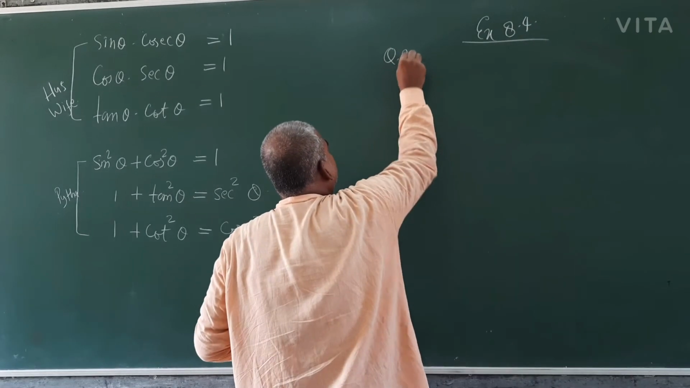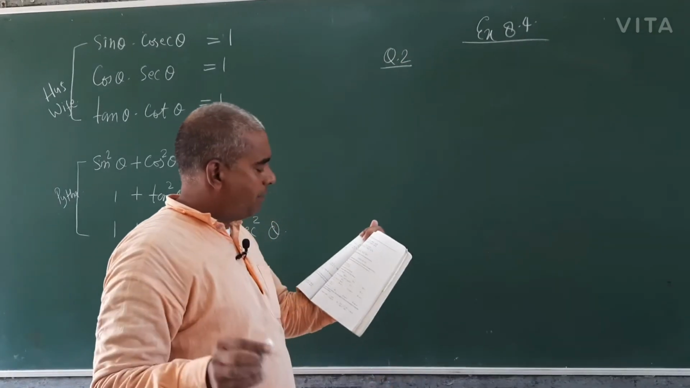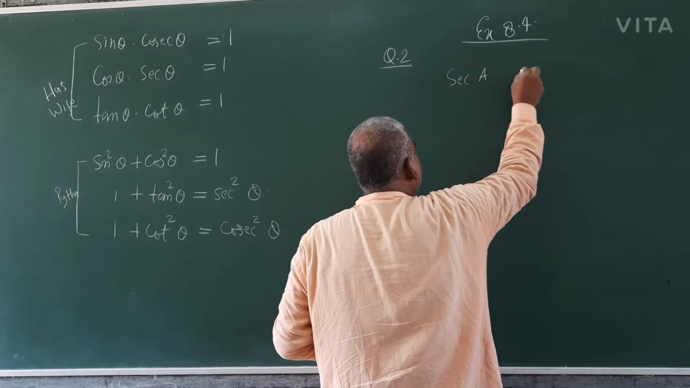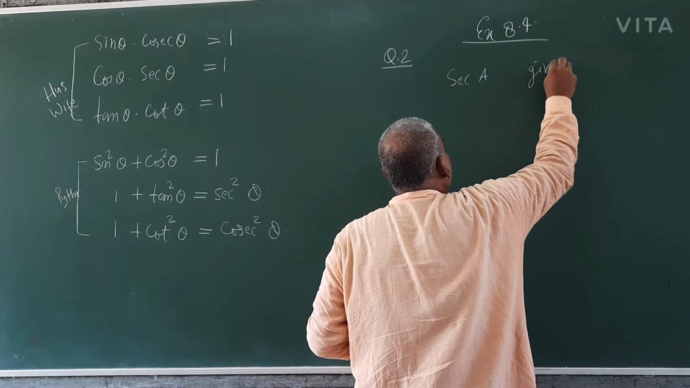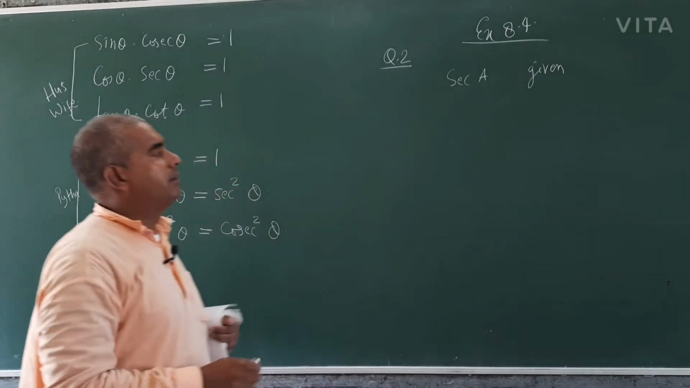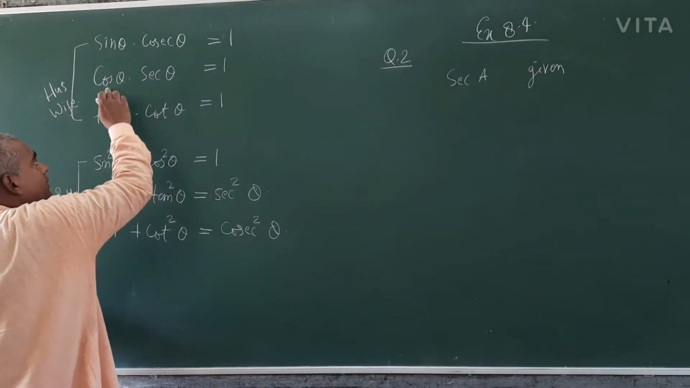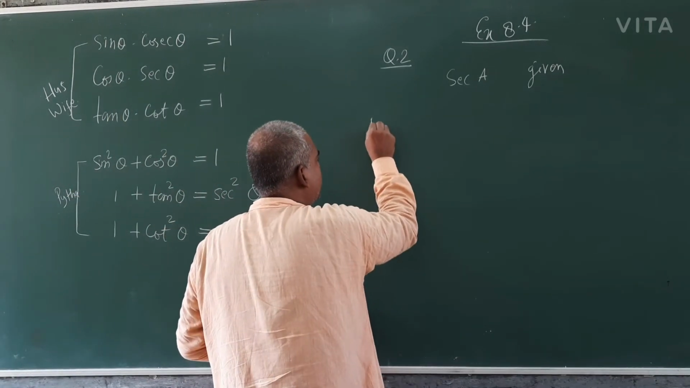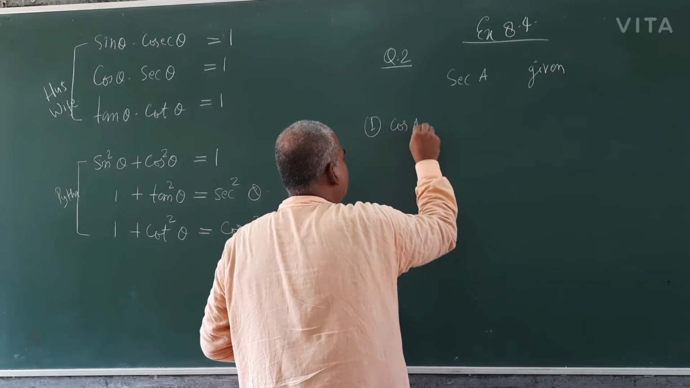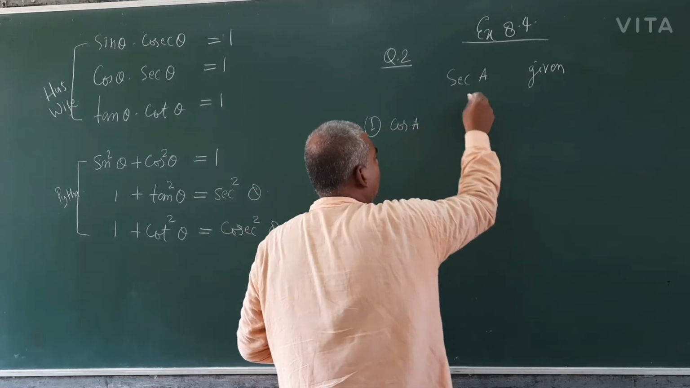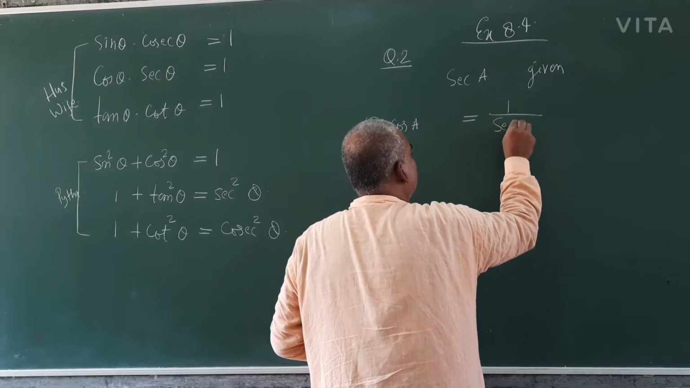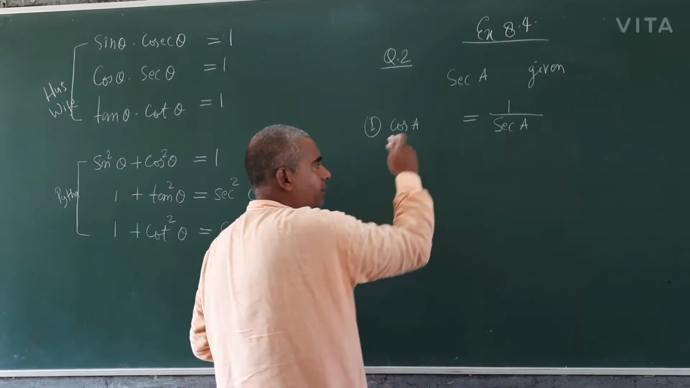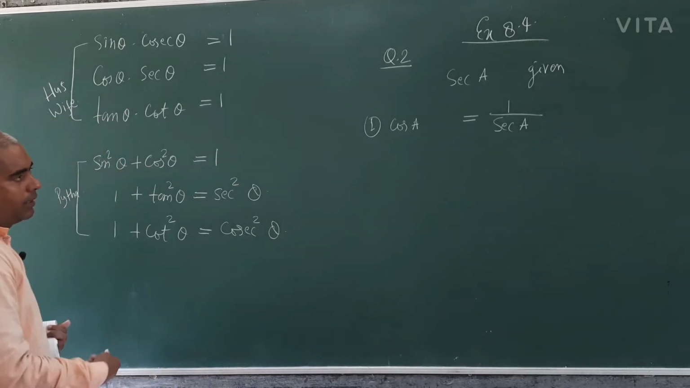You are given sec A. Can you find, with the help of sec, the other ratios? The first answer: cos A is equal to what? 1 upon sec A. That means if we know sec A, we can find the value of cos A.